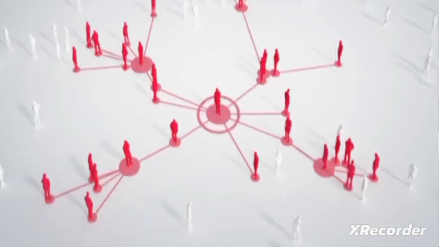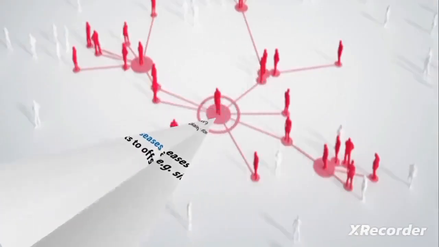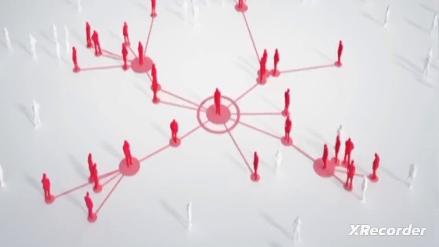So we are also going to look at social disease. Social diseases are diseases contracted or acquired through interaction or through social means. So for example, flu can be a social disease. It can be acquired through interaction. Okay. HIV and AIDS can be a social disease. It can be acquired through social means, through sexual intercourse. So sexual intercourse in this case is one of the social means of acquiring this type of disease.